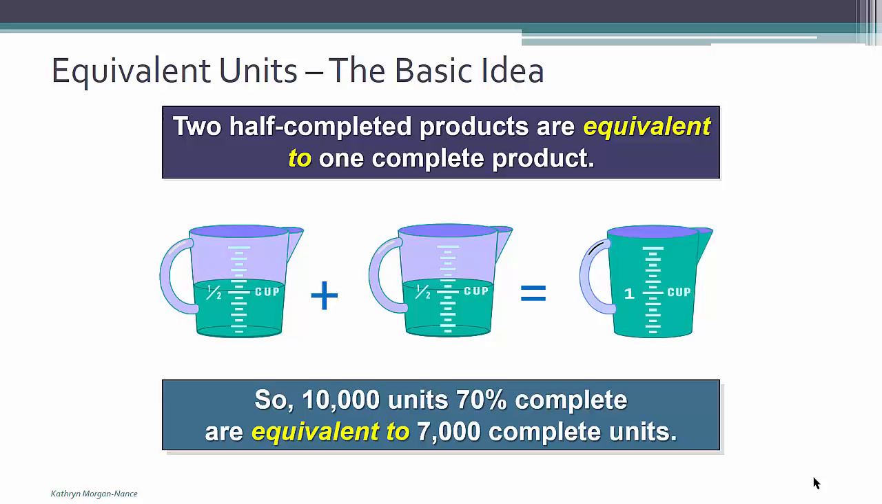Well, that's all for now. In part 2 of this presentation, we will look at an example of how we allocate all the cost of production in a department to the equivalent units worked on in that department during the period.